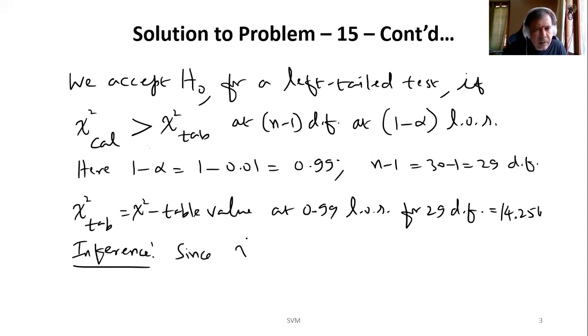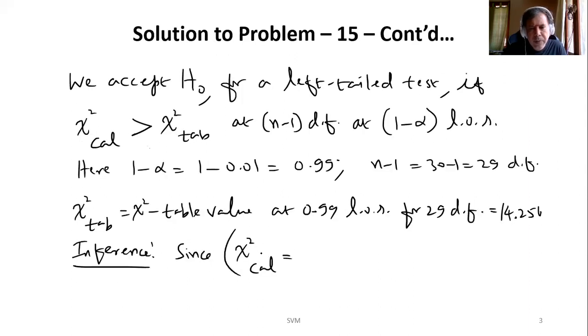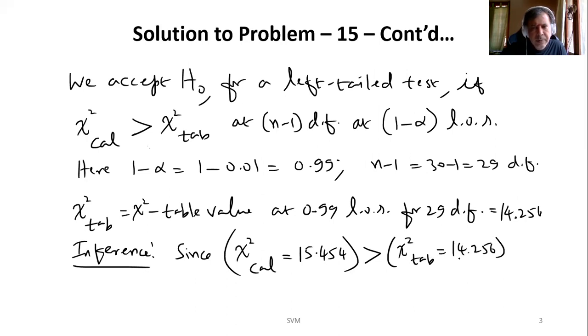since chi-square cal, which is equal to, what is that? We calculated 15.454. It is larger than chi-square tab, which is 14.256. It is a left-tailed test. So if the calculated value is greater than the tabulated value, we accept H naught. So that is the solution for this particular problem.